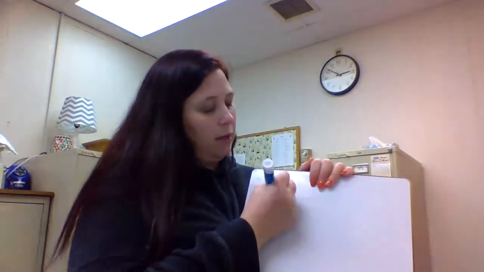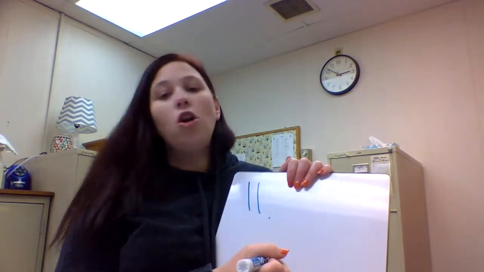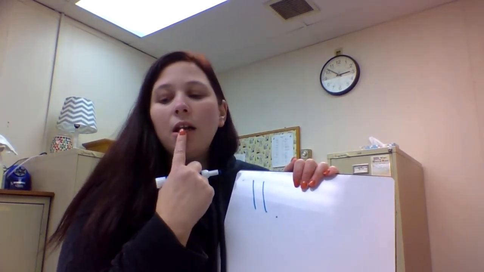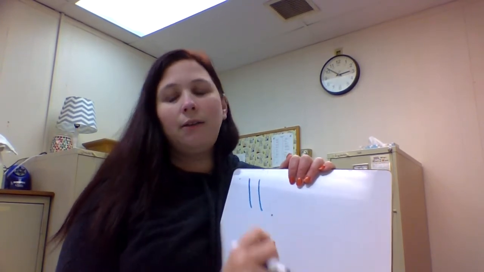All right, next we're going to practice a little spelling. I'm going to give you the word to spell, and then you're going to practice spelling it, and then we'll spell it together. The first word for number 11 is no. N-O. Go ahead and write it down.